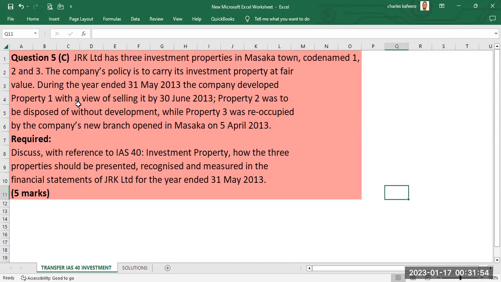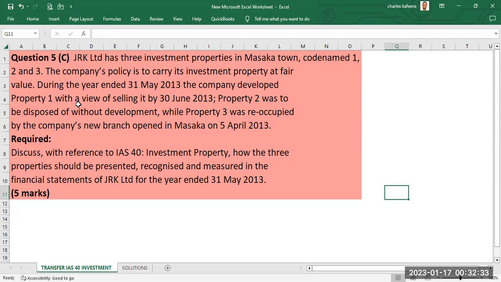Because they have told us that the company developed property one with the view of selling it. So if they are going to sell it in the normal course of business, then we write it off from the investment properties and we include it in our inventory. So basically, this is going to be a transfer from IAS 40 to IAS 2.